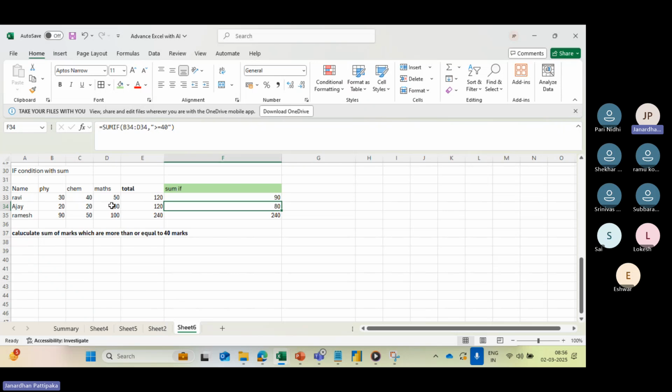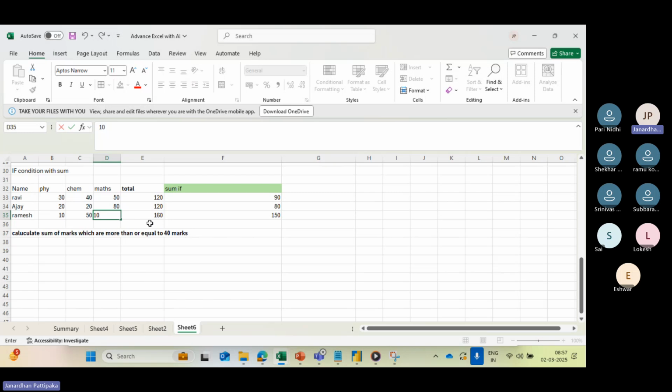Only 80 is the value that satisfies greater than or equal to 40. That value only it will get. Here also 240, then it will get total marks, because 90 is greater than 40, 100 is greater than 40, so you are getting the 240 marks. But if I mention this as 10 marks only, in the maths also 10, the final output I will get 50 only, you can see the 50 mark.